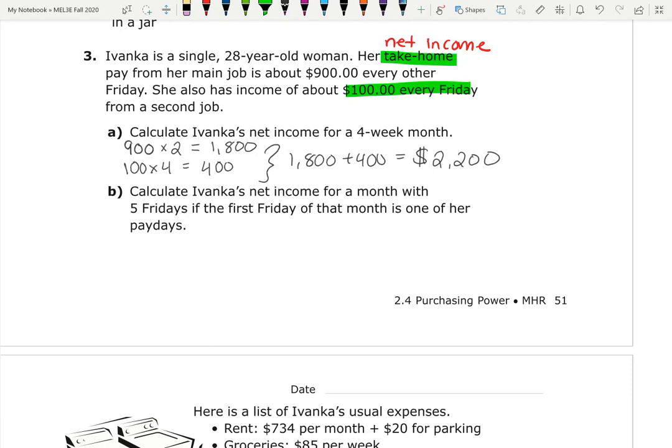Calculate Ivanka's net income for a month with 5 Fridays if the first Friday of the month is one of her paydays. So that means that she's getting paid 3 times. If the first Friday is a payday and there's 5 Fridays, that means that she's going to get paid 3 times that month. And remember, she gets paid $900 every paycheck. So now we're going to multiply by 3, which is $2,700. And then there's 5 Fridays, which means she's getting paid 5 times from her second job. And now we can add these together.